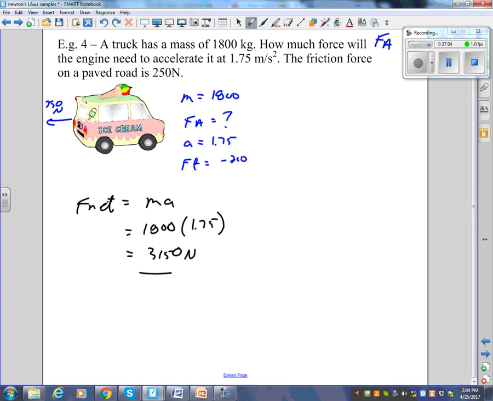Here's where showing your work and doing the formula will pay off. Here's the next step. You write F net is applied force plus friction force. Make sure you plug in the right thing. So the 3150 is my F net. You are solving for FA, and the FF is minus 250. But to solve it, you have to take it back to the left. So it's going to be 3150 plus 250. Let me write that so you can read it.